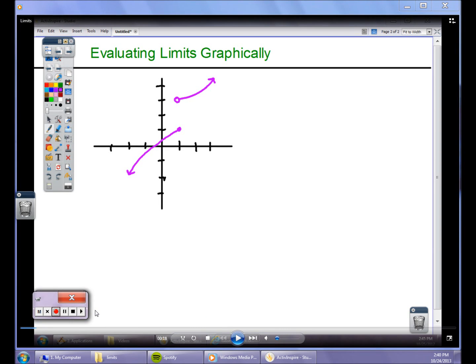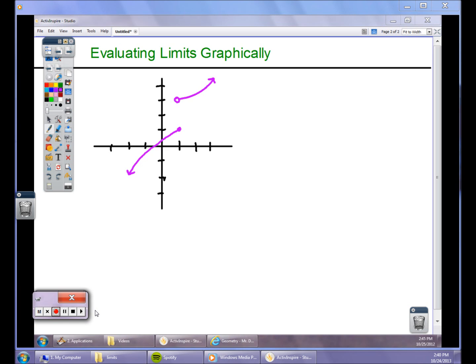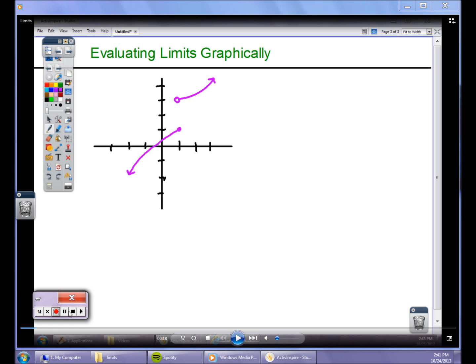Hey, so today I'm here to talk about evaluating limits graphically. I'm going to start things with the graph that you see in front of you. The very first thing I'm going to look at is the end behavior of this graph. So let's start by looking at the right end behavior and the left end behavior. When discussing end behavior, we're looking at what happens at the ends of the function.